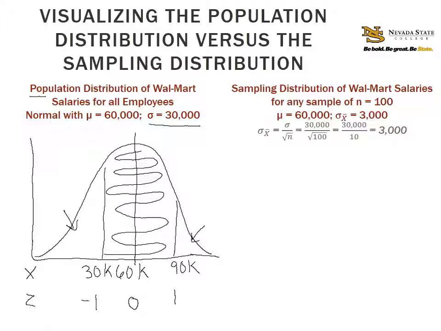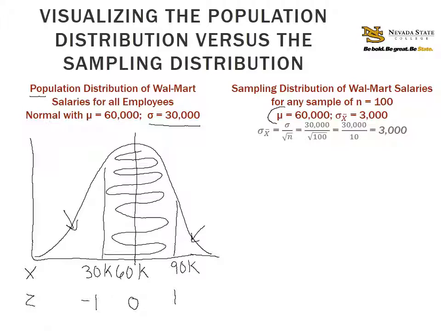All right. So now let's take a look at the sampling distribution. Notice that the mean of all possible sample means is equal to the population mean. So I'm still using the population mean for my sketch.